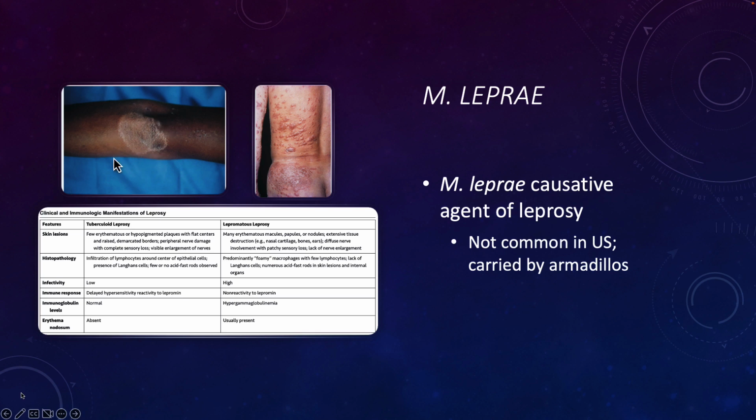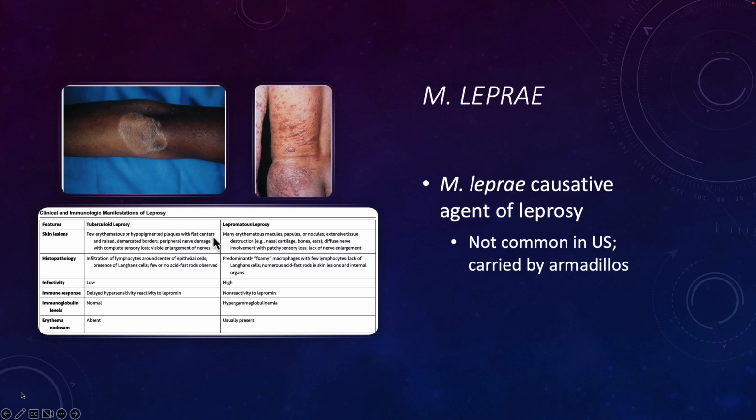There's going to be nerve damage, sensory loss, and in terms of the immune response, you'll see a lot of lymphocytes, but you won't really see a ton of bacteria here. The infectivity is pretty low, rather normal immunoglobulin levels, not a lot of rash. This isn't typically what we think of when we think of what leprosy is.